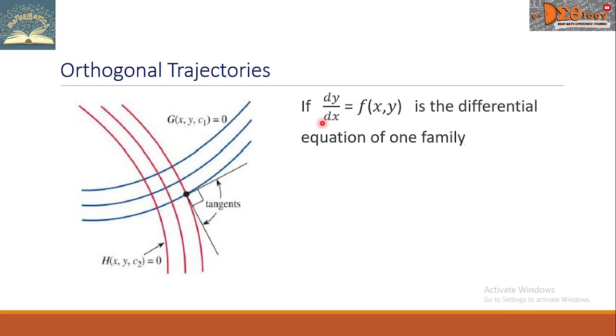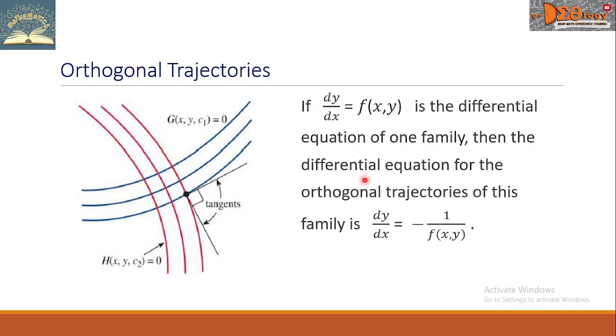If dy over dx equals f of x, y is the differential equation of one family, then the differential equation for the orthogonal trajectories of this family is dy over dx equals negative of 1 over f of x, y.